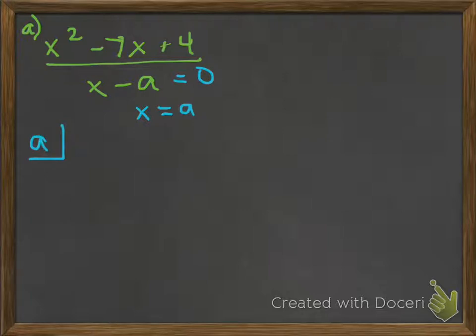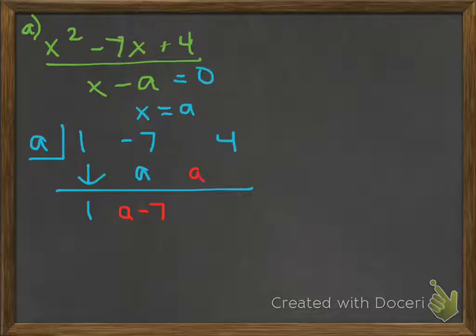And now I list my coefficients. So I have 1x squared, a negative 7x, and a positive 4. And we do the whole process of multiplying, adding, multiplying, adding. So I drop my 1, and I multiply. A times 1 is A. Now, when I go to add, these are not like terms, so I can't actually add them together. So I'm just going to have an A minus 7. And now when I multiply these together, A times A is A squared minus 7A. And now we combine like terms if we can. I'm just adding, so this will be A squared minus 7A plus 4.